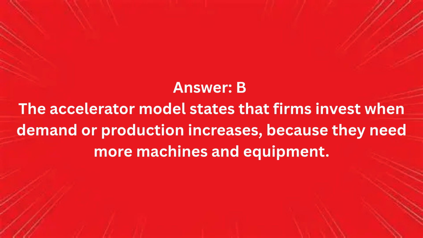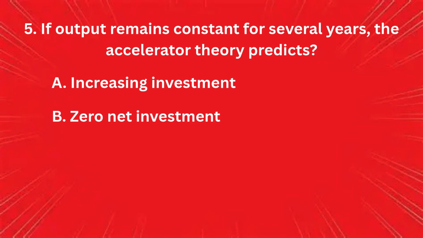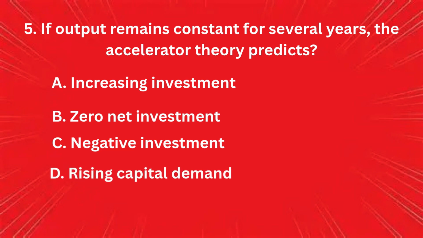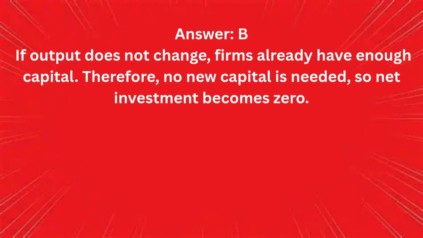equipment. 5. If output remains constant for several years, the Accelerator theory predicts A. Increasing investment. B. Zero net investment. C. Negative investment. D. Rising capital demand. Answer: B. If output does not change, firms already have enough capital. Therefore, no new capital is needed, so net investment becomes zero.